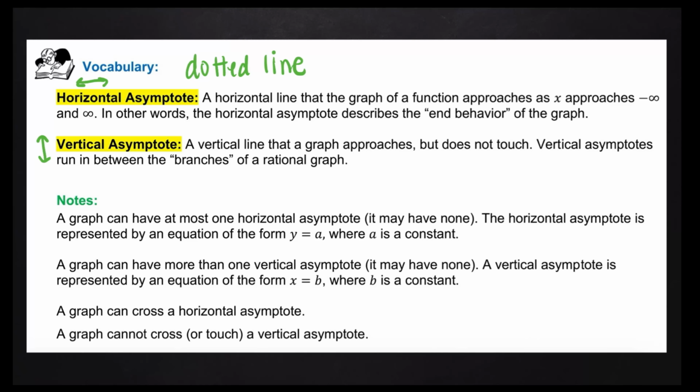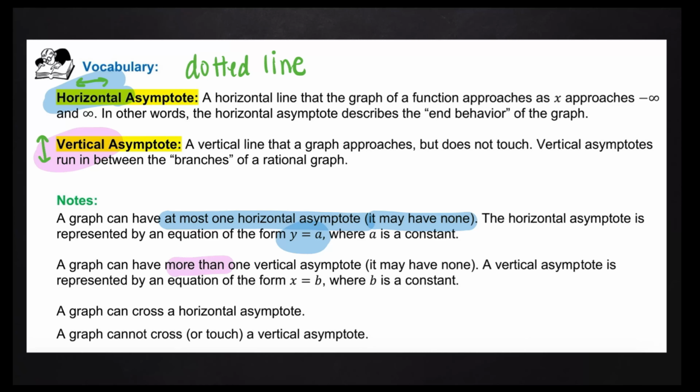Now, these asymptotes will go between what are called the branches, or the curves, of your rational graph, which we'll look at later on in this lesson. Some things to remember about horizontal asymptotes: your graph can have at most one. It could also have no horizontal asymptote. And because horizontal lines are written in the form y equals, that's how the asymptote equations are going to be written as well.